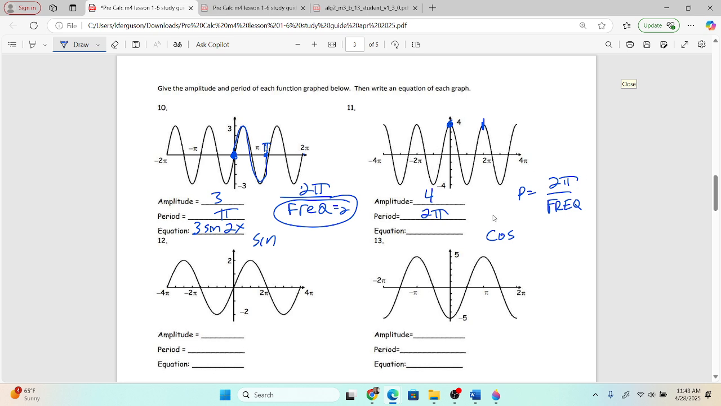So why do I care about the frequency? When I'm writing the equation, I don't use the period. I use the frequency. So I don't want you to be confused and write the period down. It's not the period that I write down when I write my equation. It's the frequency. So for these that aren't moving left or right, I'm going to have an equation that looks like this. It's going to be A sine or cosine of B times X. Those are the only 2 things I got to worry about.